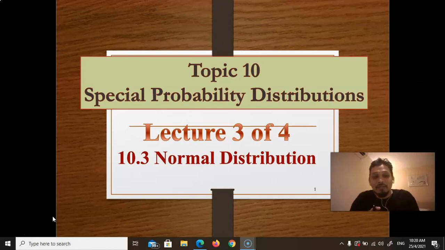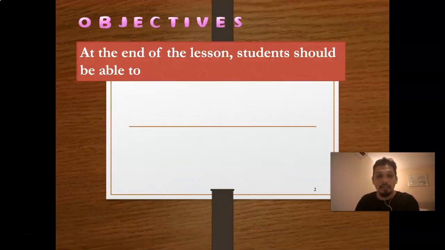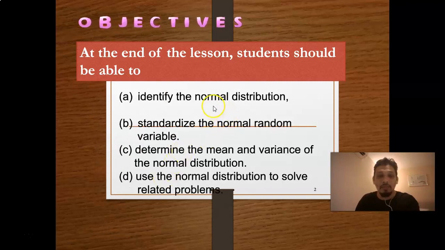Okay, so we are now in lecture 3 or 4, the second last part of our lecture for this topic, with the subtopic 10.3 normal distribution. Last time we discussed binomial and Poisson, which are distributions for discrete random variables. Normal is for continuous, okay? So identify the normal, determine the mean and variance, and solve related problems. Last time binomial and Poisson were discrete situations, and normal is continuous, okay?